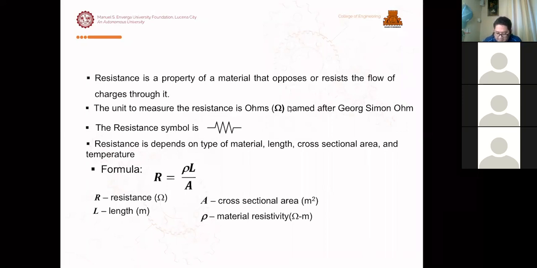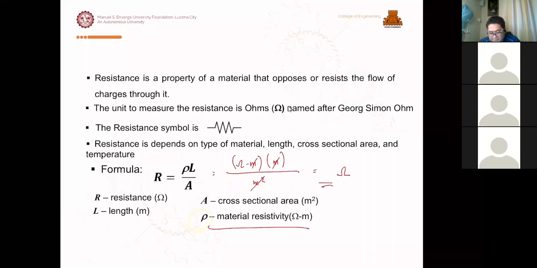Okay? So yung rho dito is yung material resistivity natin. So usually given as constant yan. So may specific value yan for each material. Kapag hindi given sa problem, may table tayong pwedeng pagkunan. Okay? Then cross-sectional area. So dito sa formula natin, this is ohms meter, yung rho natin. Then yung length natin is meter, then yung area natin is meter squared. Cancel yung meter squared, matitira is ohms, kaya resistance yung magiging sagot natin. Okay?